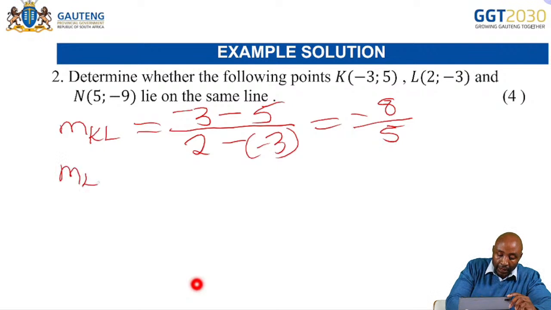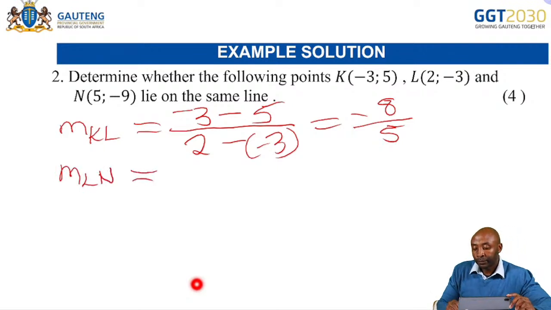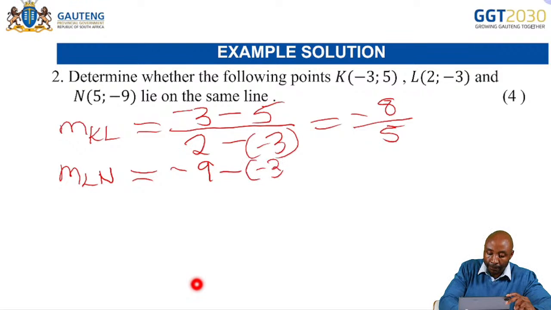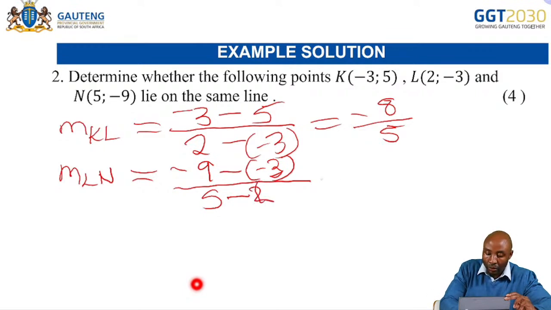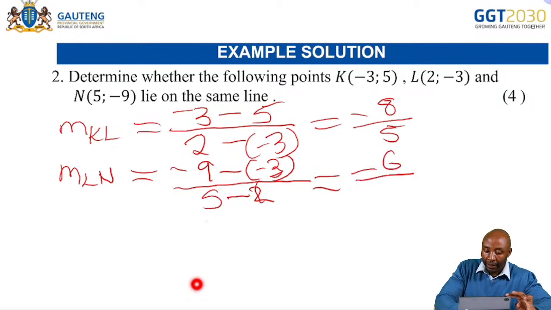Let me take LN. My y value at N is negative 9 minus the y value at point L, which is negative 3, over the x value at N is 5 minus the x value at L, in this case, which is 2, and this will give us the gradient of -9 minus -3. It becomes -9 plus 3. That gives us -6 over 5 minus 2, which gives us 3. And this will give us an answer of -2.